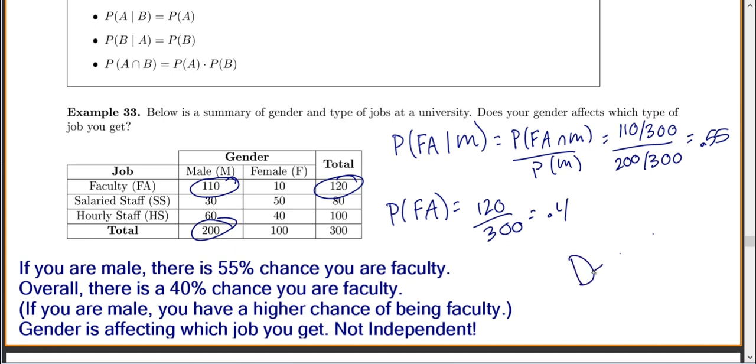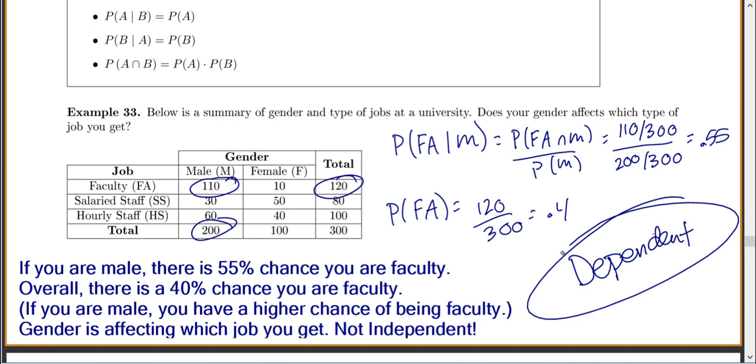When you say it's not independent, that's called dependent, meaning they affect each other, because we checked, and probability faculty given male is 0.55, probability faculty is 0.4. They are not equal. So we checked one of these, and they were not equal, so we say they are not independent.